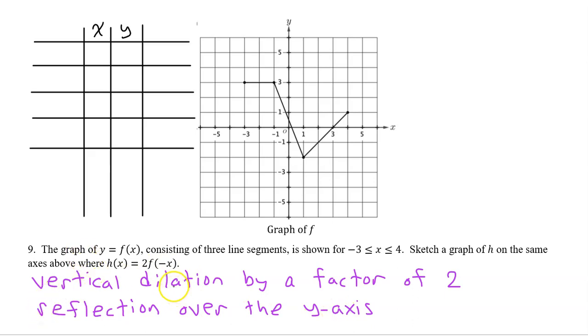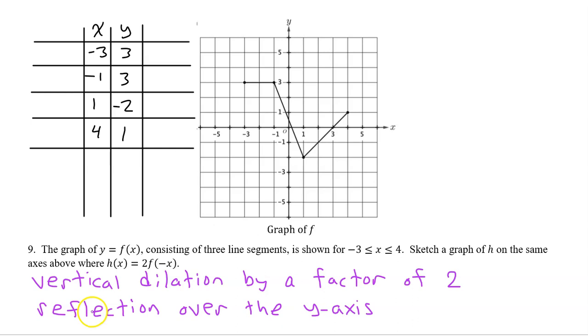Whenever dilations or reflections are involved, I like to graph the transformation using a table of values. I start by listing off the key points of the original function. For example, negative 3, 3, negative 1, 3, 1, negative 2, and 4, 1.